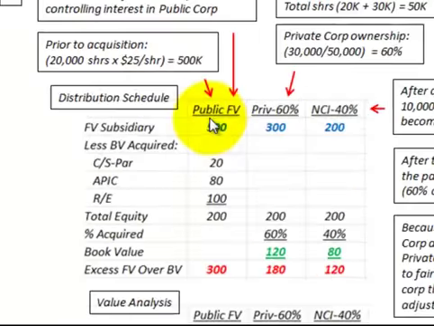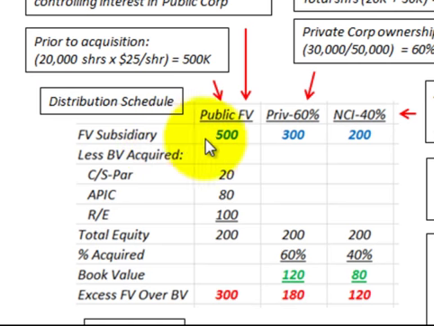Okay, now going through our distribution schedule. Our fair value here for the public corporation, we determined to be $500,000, and then it will be proportioned out here, 60% to the private corporation for $300,000, and then the non-controlling interest would get $200,000.